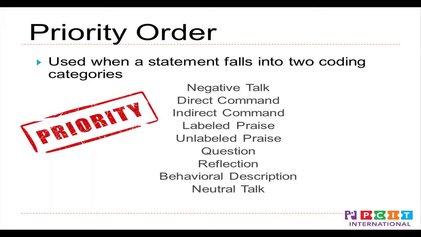Reflection. Reflection is one, yep. What's the other one? Perfect, yes. It falls under both reflection solidly and behavior description solidly. So we use the priority order to make sure that we all choose the same one when that happens. And so we choose the one that comes first in the list. So if it is both a reflection and a behavior description, what are we gonna code it?